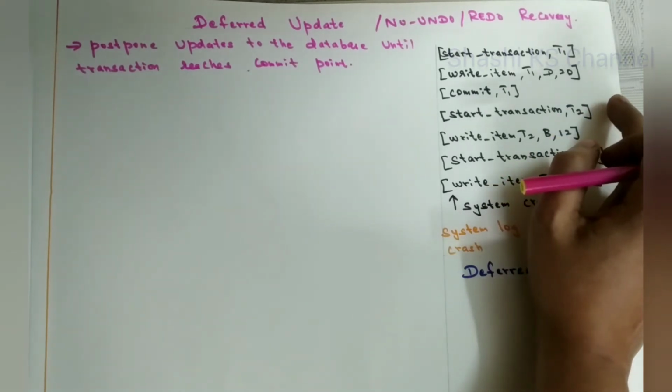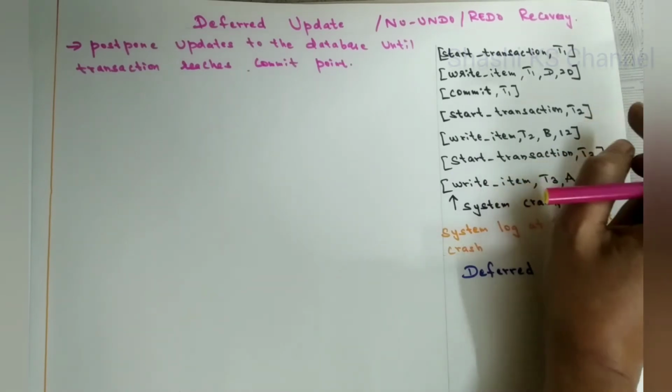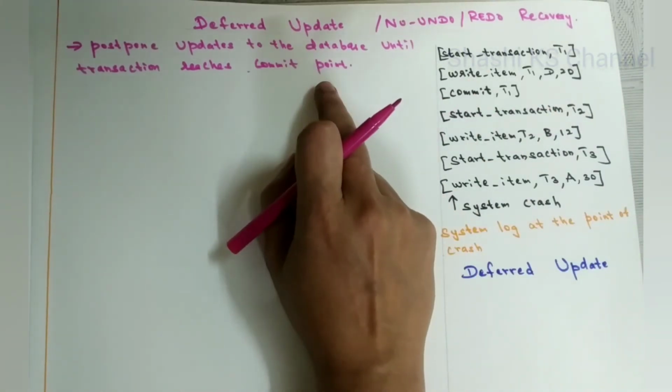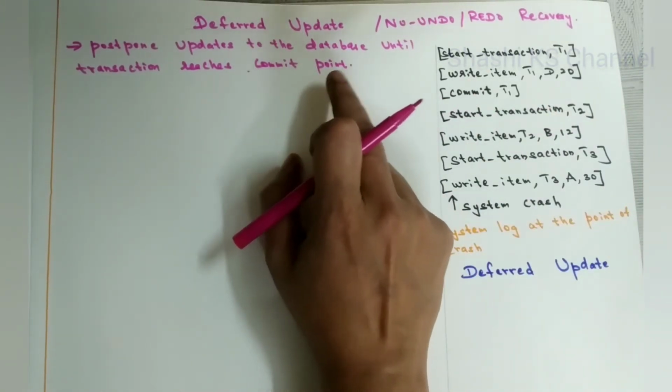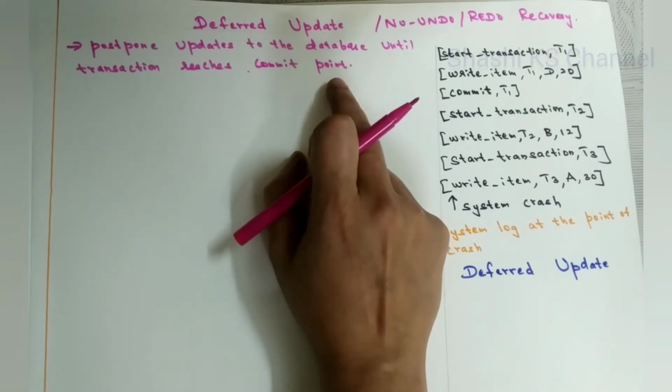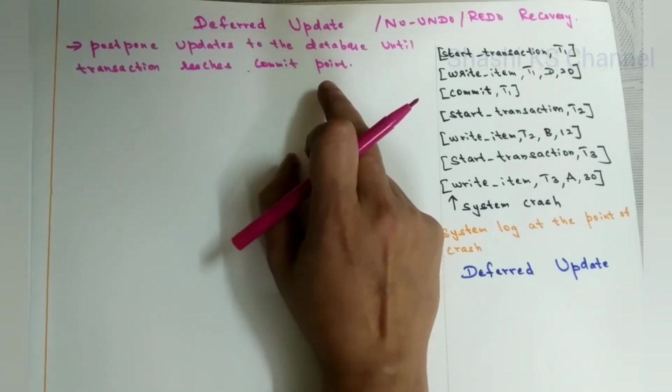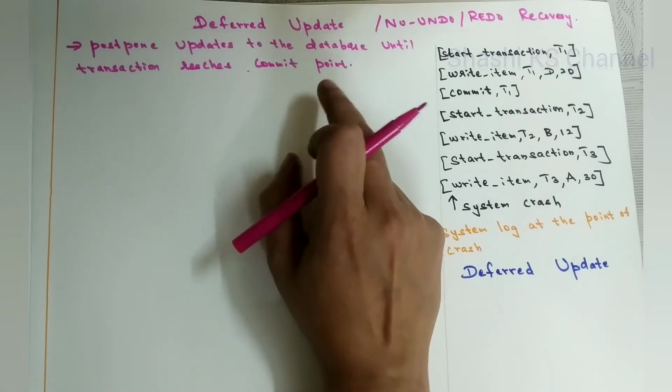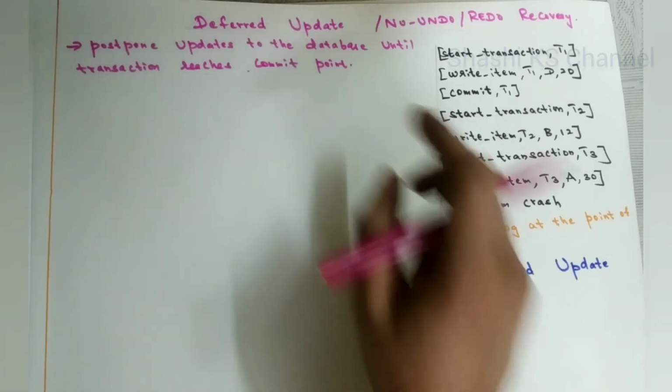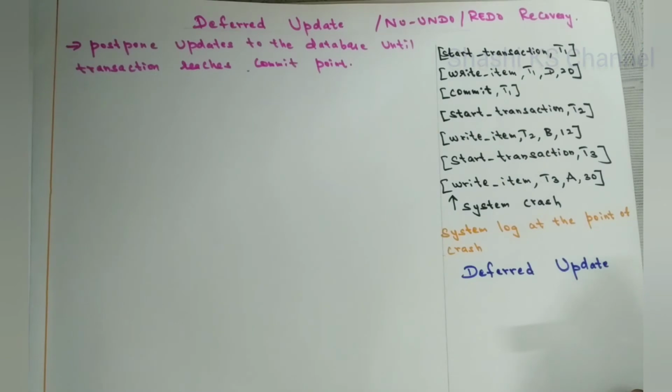So the basic technique is you don't update the database until the transaction reaches its commit point. Until the transaction reaches its commit point, the updates will be recorded only in the log and in the cache buffers. And after the transaction reaches its commit point, the updates will be recorded in the database. This is the basic concept.